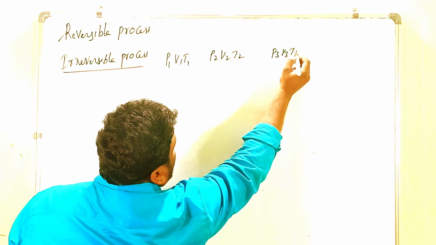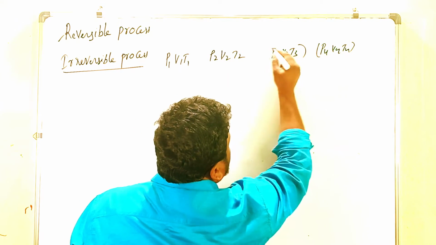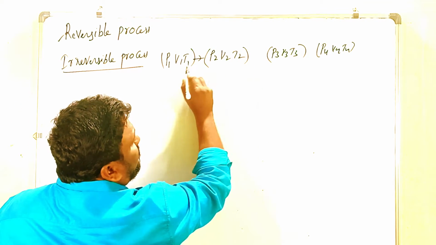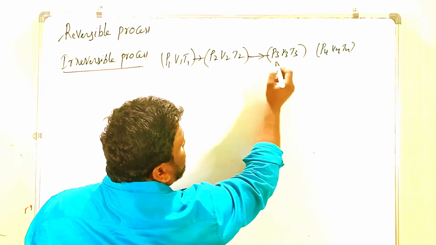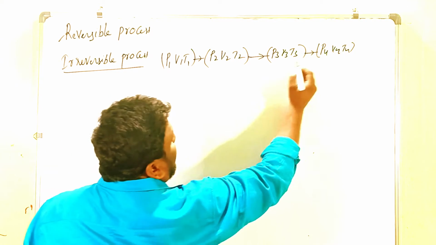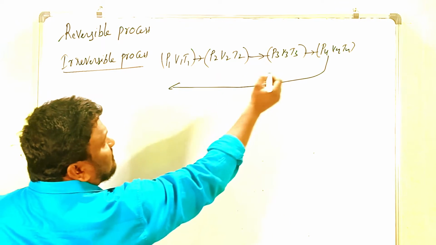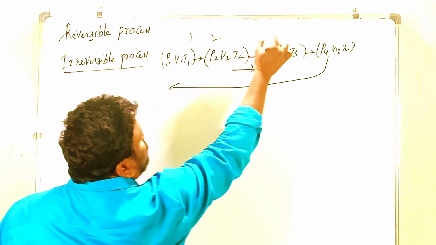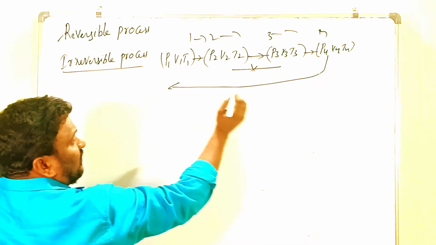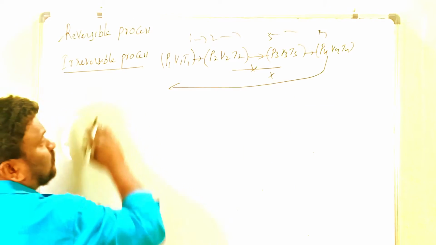P3, V3, T3, and P4, V4, T4. Different stages are like this. So it is initially going like this: P1, V1, T1 to P2, V2, T2, next P3, V3, T3, next P4, V4, T4, like that. So while this comes in reverse direction, it is not coming in the same path. Initially it is going through 1, 2, 3, 4, but in the reverse process it does not take place. That's why it is called irreversible process.